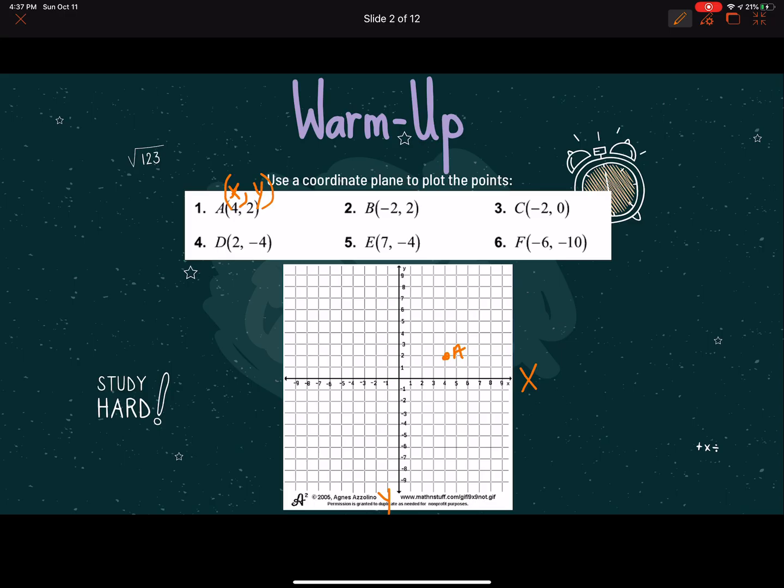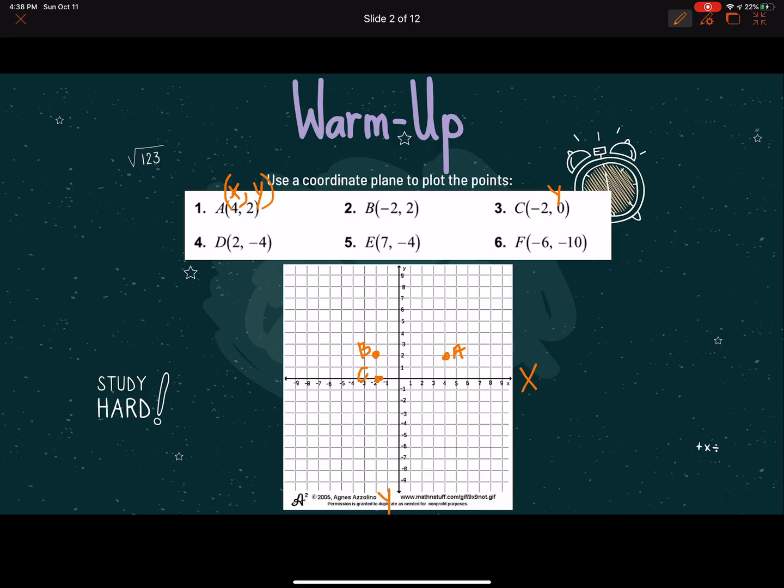Point B is at (-2, 2). So we are going to go left on the x-axis to -2, up on the y-axis to +2, and there we have point B. Point C is at (-2, 0). So for our x-axis, again, we're going to go to the left, -2, and our y coordinate, or y value, is 0. So we're not going to go up or down on the y-axis. We're going to stay right there on the x-axis, and we're going to label that point C.